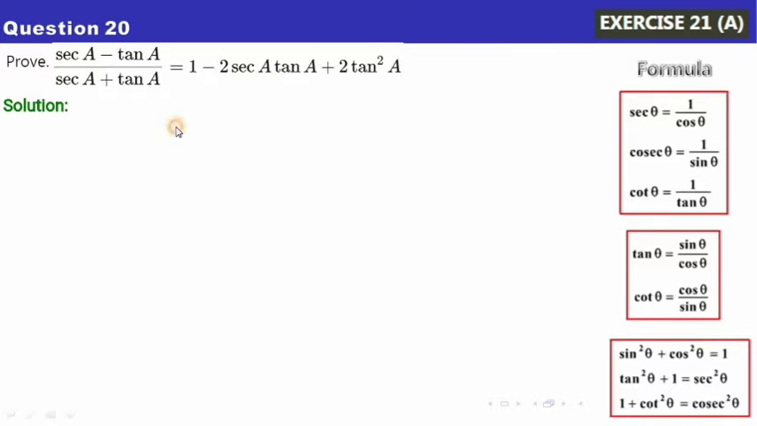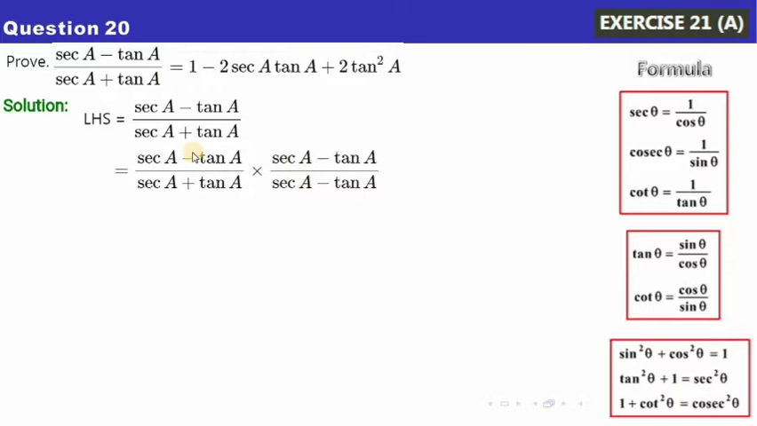Let's have a look at this now. So again, in this case also you have to do the same. Basically I am multiplying both numerator and denominator by sec A minus tan A. Now in that case, in the denominator we don't have any problem, because in the earlier problem also we have seen the same. But in the numerator we have sec A minus tan A into sec A minus tan A, which is sec A minus tan A whole square, isn't it?